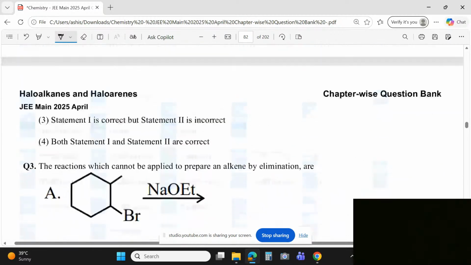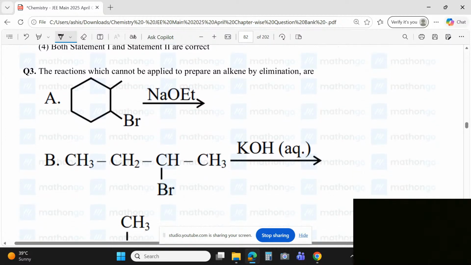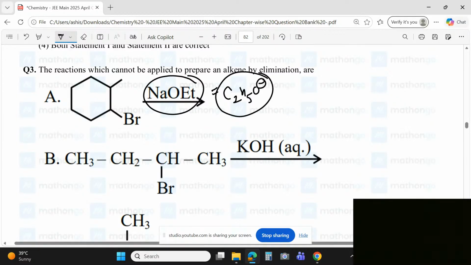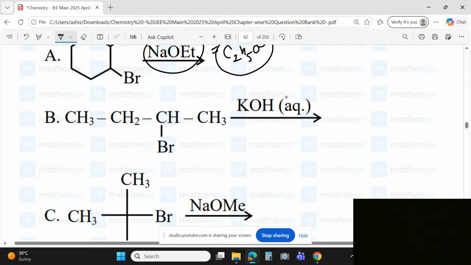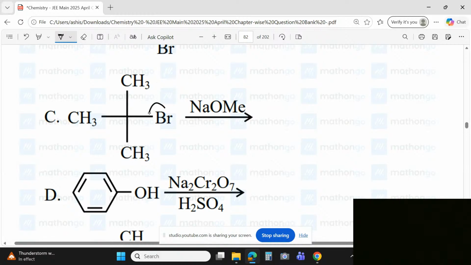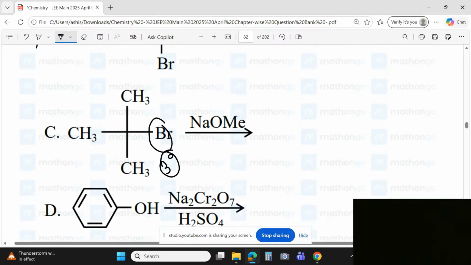Next one is the reaction which cannot be applied to prepare an alkene by elimination. NaOC2H5 will give a base, C2H5O negative, and this will behave as a base and we will get alkene. In the second reaction we are using aqueous KOH. In this reaction we will get alcohol, so we will not get the alkene in B. And in the third we are using 3-degree alkyl halide, and 3-degree substrates are more reactive toward elimination reaction. That's why C will also give you alkene.